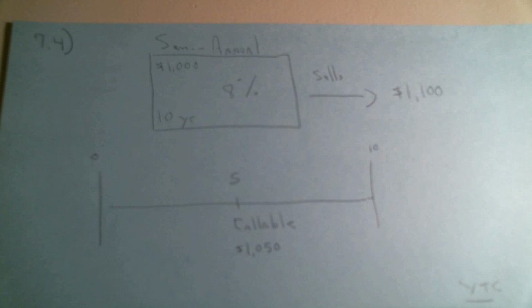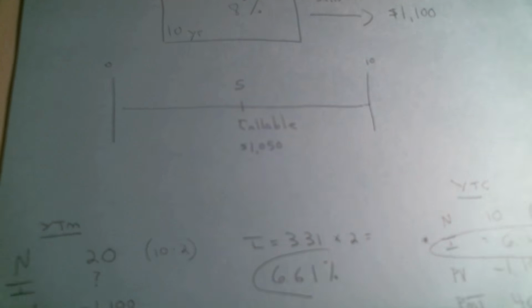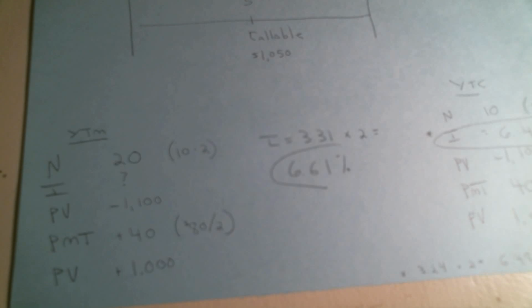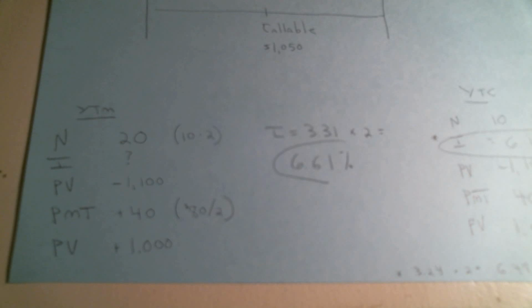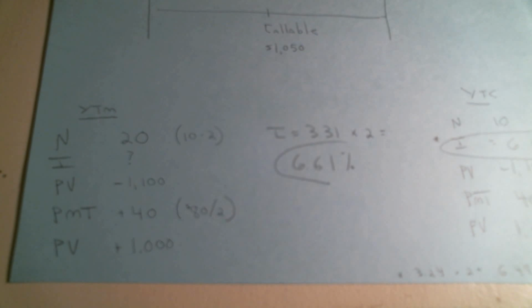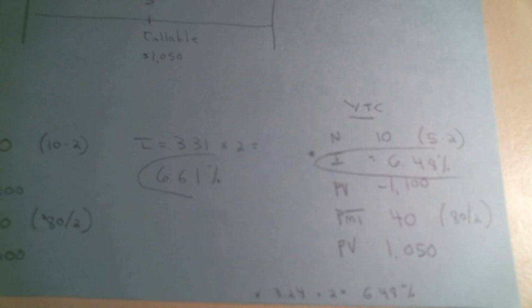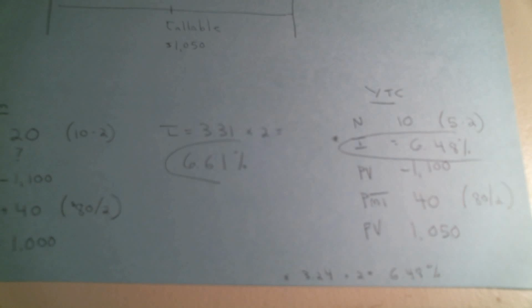It's callable at the 5th year at 1,050. So do the yield to maturity, then do the yield to call. Yield to maturity is here, 6.61, okay, and the yield to call, 6.64.